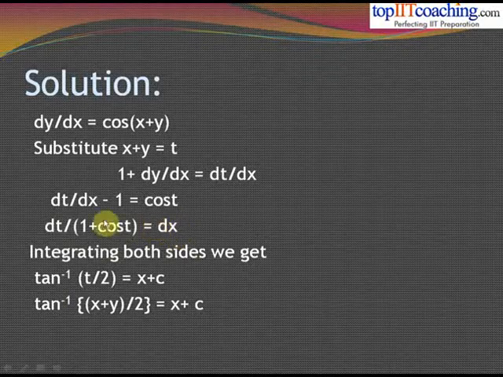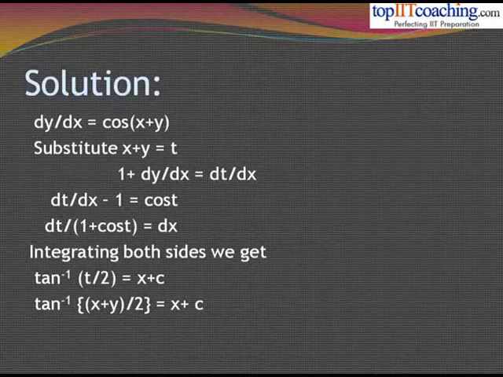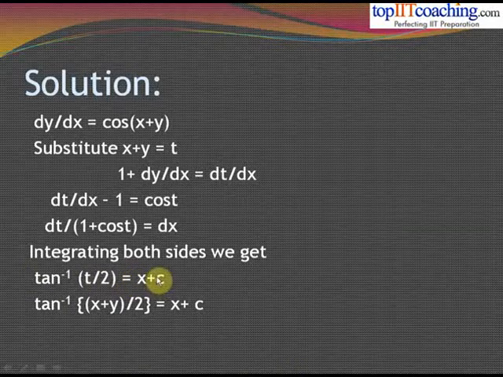Now this can be easily solved. What we do is we write cos t equal to (1 minus tan square t by 2) divided by (1 plus tan square t by 2), and then if we substitute tan of t equal to u, then we can easily solve to get tan inverse t by 2 equal to x plus c. Again t is equal to x plus y. So the final solution of this differential equation is tan inverse of (x plus y) divided by 2 equal to x plus c.